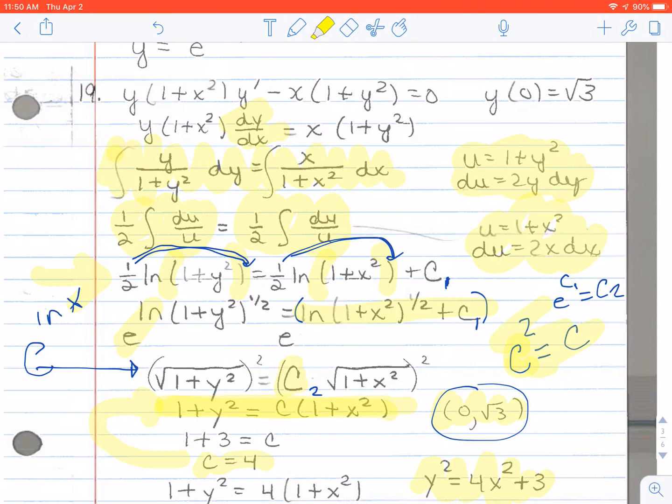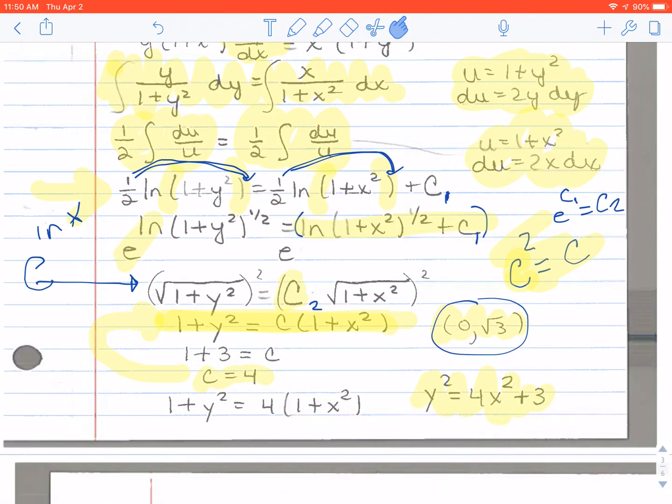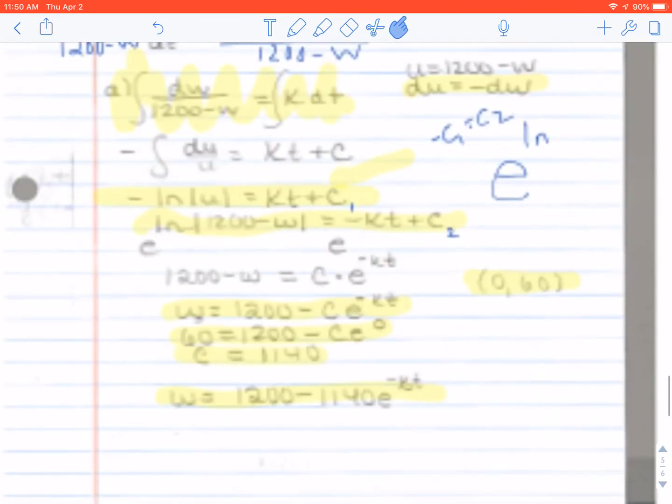And then I'm going to put in the initial condition that they gave, the point (0, root 3), find out c is 4, and do my best to solve for y. Now, oftentimes they will let you leave it as a y squared. If they specifically say find f of x or y, then we would have to solve for y. Okay, and the last one.